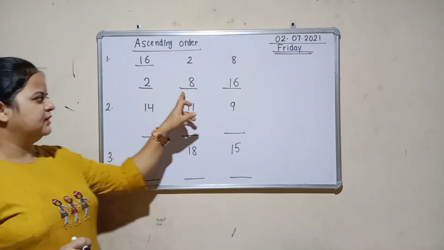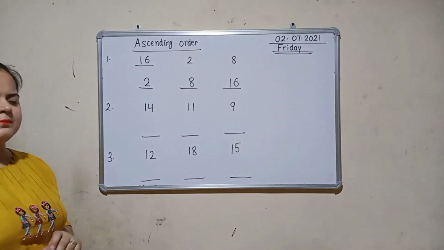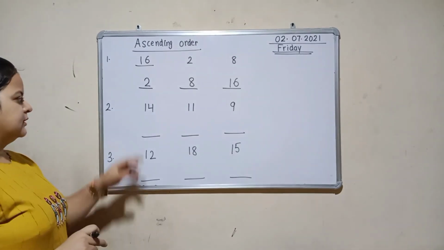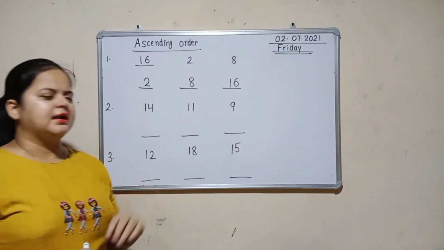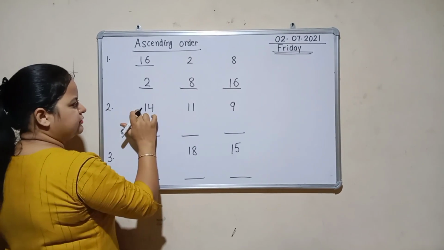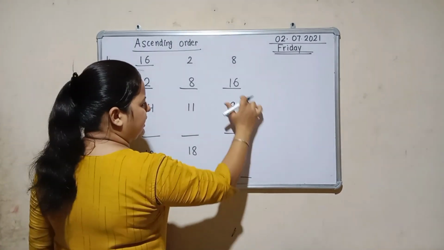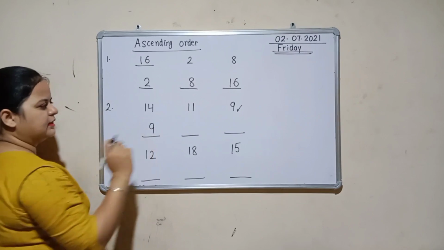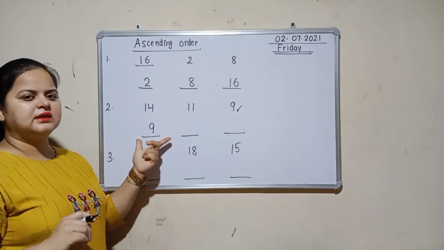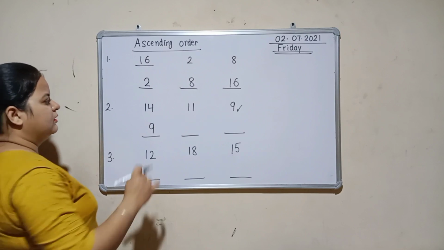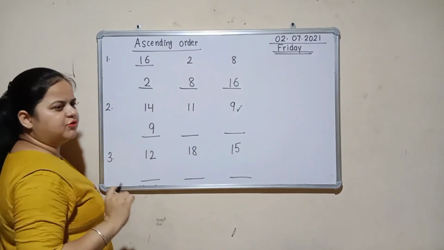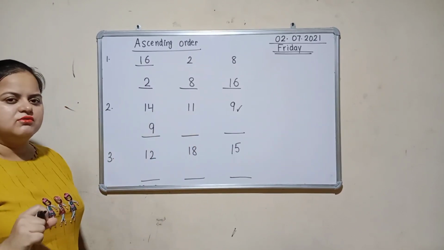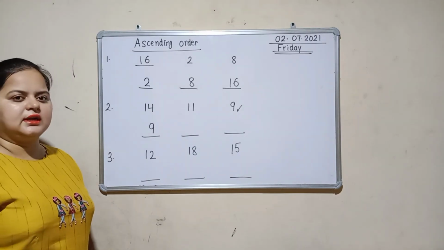Done. Write these 3 numbers in this sequence: 2, 8 and 16. The next is 14, 11 and 9. Again here we have a 2-digit number, a 2-digit number and a 1-digit number. So this is the smallest number. We will write 9 here at the first place, at the smallest place. Now we have only 2 numbers left, 14 and 11. From these two we have to find which is smaller and which is greater.